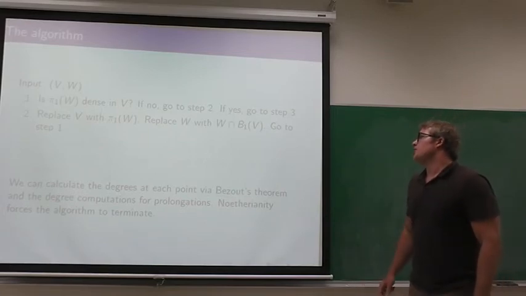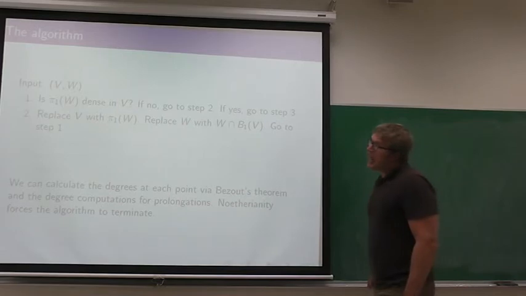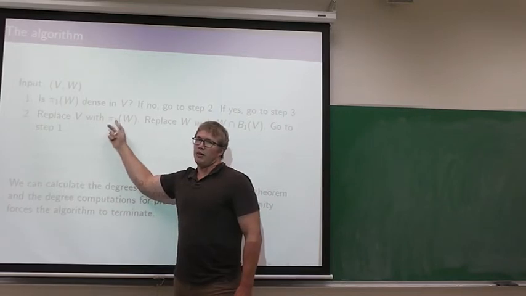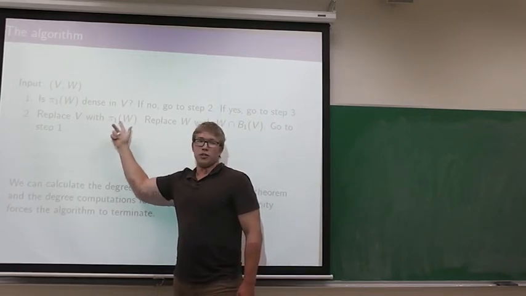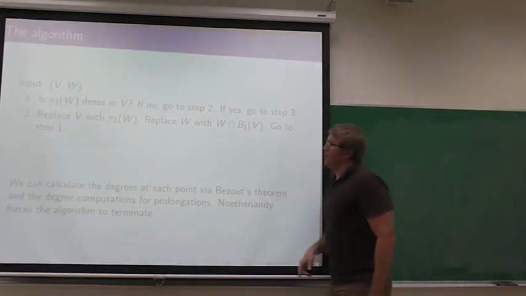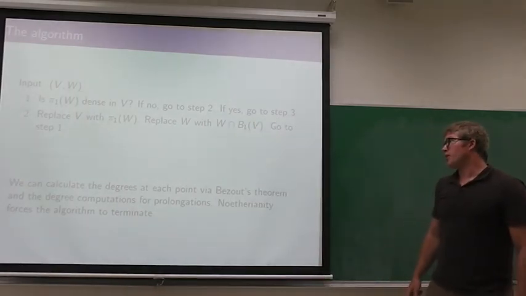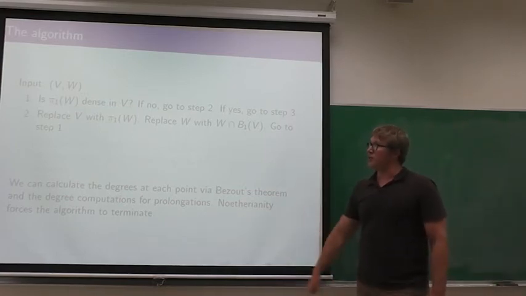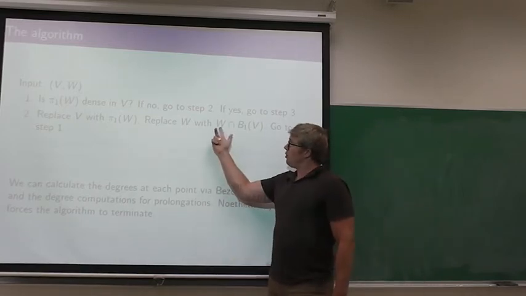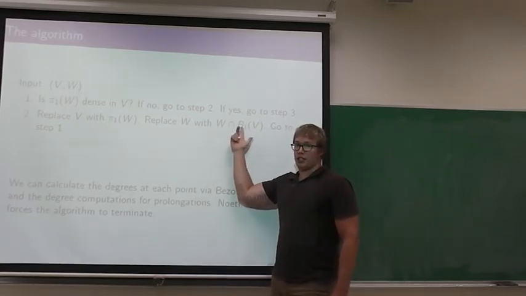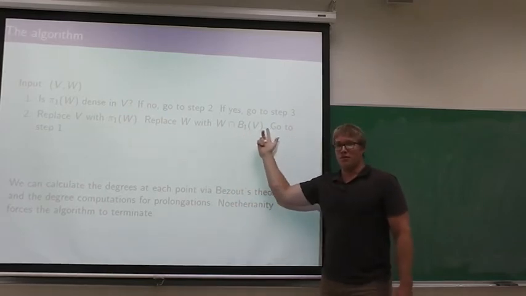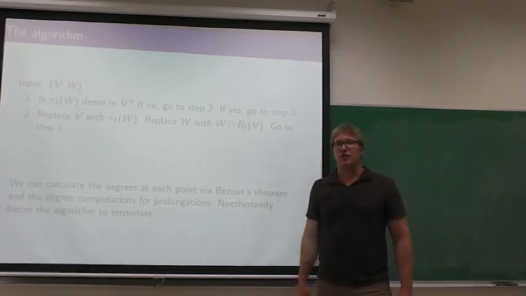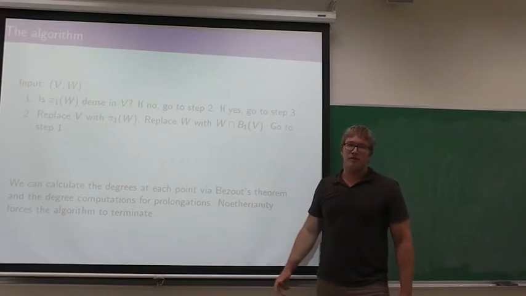So, if it's not dense, then replace it. When I write pi_1 of W, I don't mean the constructible set, I mean the closure of the image, the scheme-theoretic image. And so you replace V with the projection of W into the coordinates of V, and then replace W with W intersect this prolongation, as some people are calling it, of V. Now you've reduced the dimension of those varieties, and now you go back to step 1.